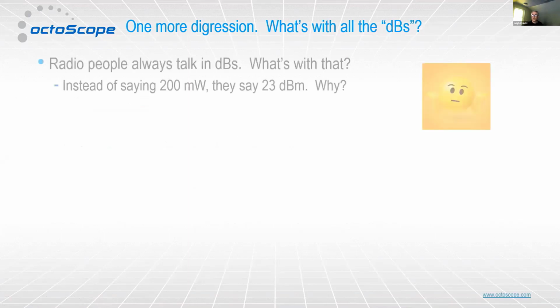Now, we just talked about all that stuff in terms of dBs, and I had mentioned dBs before, and I thought it might be useful for anybody here who's not a wireless engineer by training. You may wonder why is it that we always talk about all this stuff in dBs? Instead of saying something like, hey, you can transmit 200 milliwatts, people will say, well, you can transmit 23 dBm. So why is that?